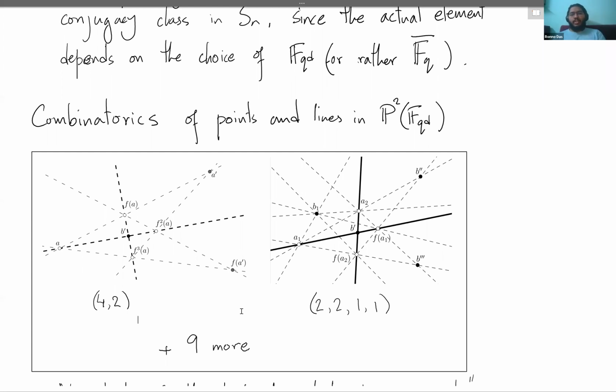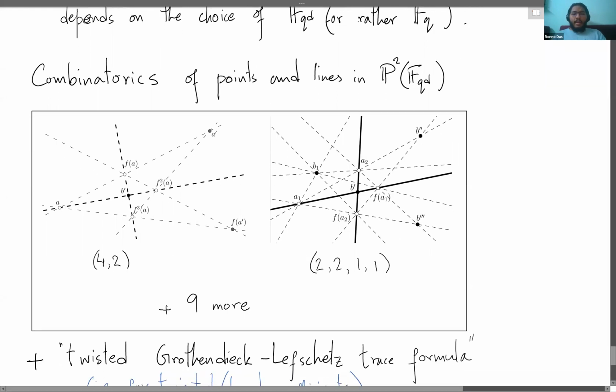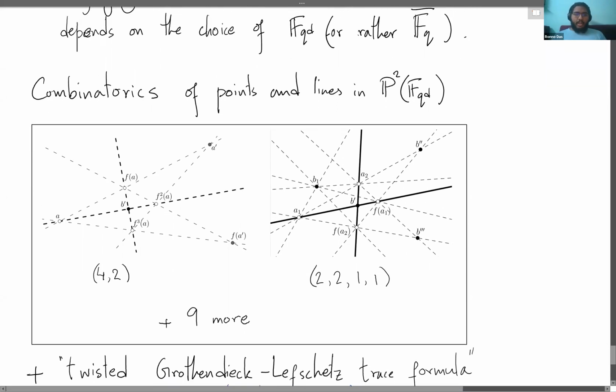But you do 11 of these cases given by 11 conjugacy classes of the symmetric group, and you come up with these counts. So in the pictures, for example, on the left picture, the thick lines are defined over a degree 4 extension, the thin lines are defined over a degree 2 extension, and so on. So you have to keep track of all this data. And you have to do it 11 times because there are 11 conjugacy classes. So you count all these polynomials.